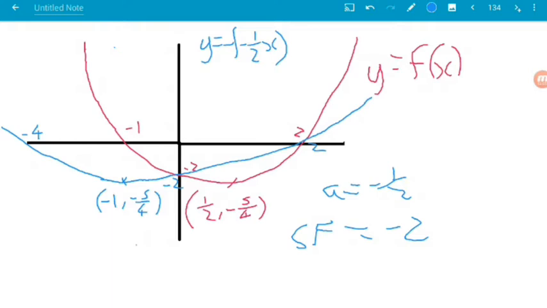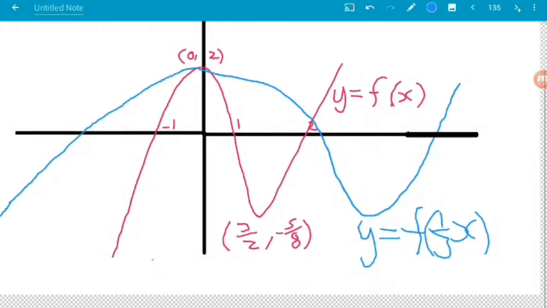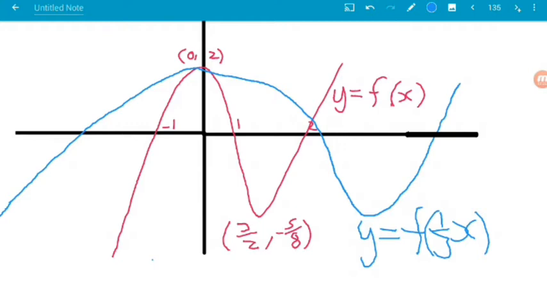Okay, good times. Now we're going to look at cubics. This time we have a cubic y equals f of x that cuts the x-axis at -1, 1 and 2. It has a maximum at (0, 2), and a minimum at (3/2, -5/8). Now we're going to transform this to y equals f of 1/3 x.